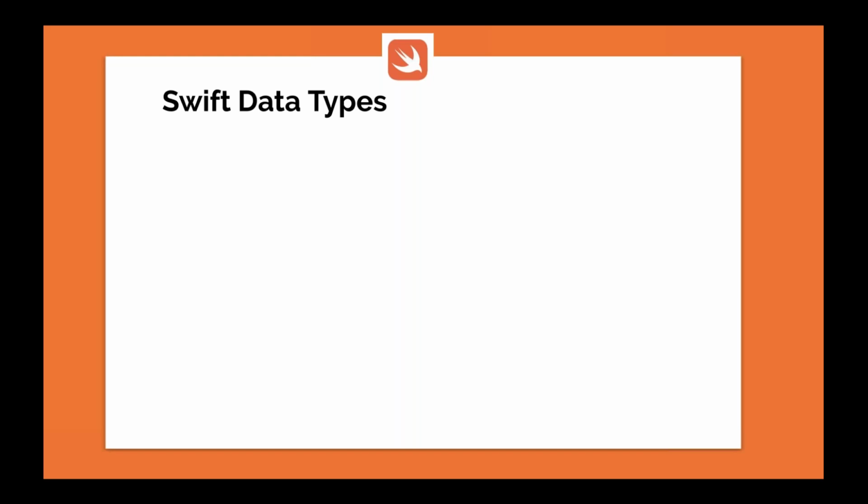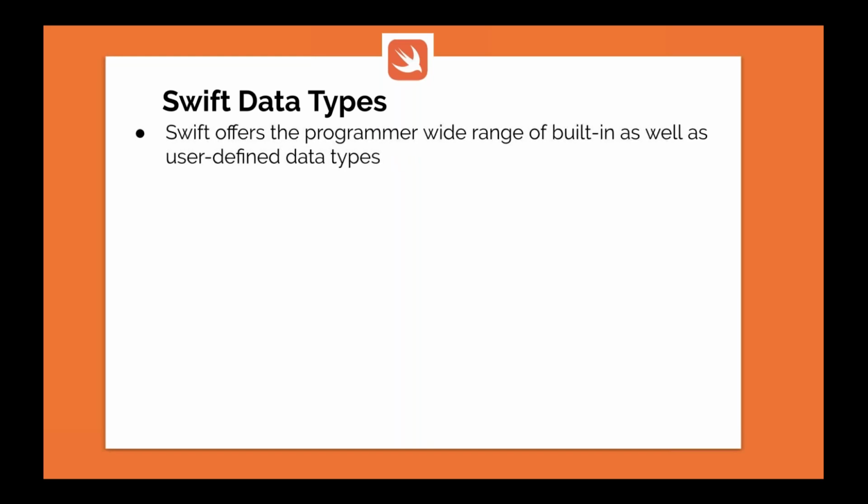So besides C-related concepts, Swift is going to support a few things except pointer elimination, and the Objective-C. So when you consider the data type, what is the meaning of data type? A data type is nothing but an indicator to the compiler of what type of data I'm going to store in that particular variable, and it is going to support all the standard data types. Swift offers the programmer a wide range of built-in variables as well as user-defined types.